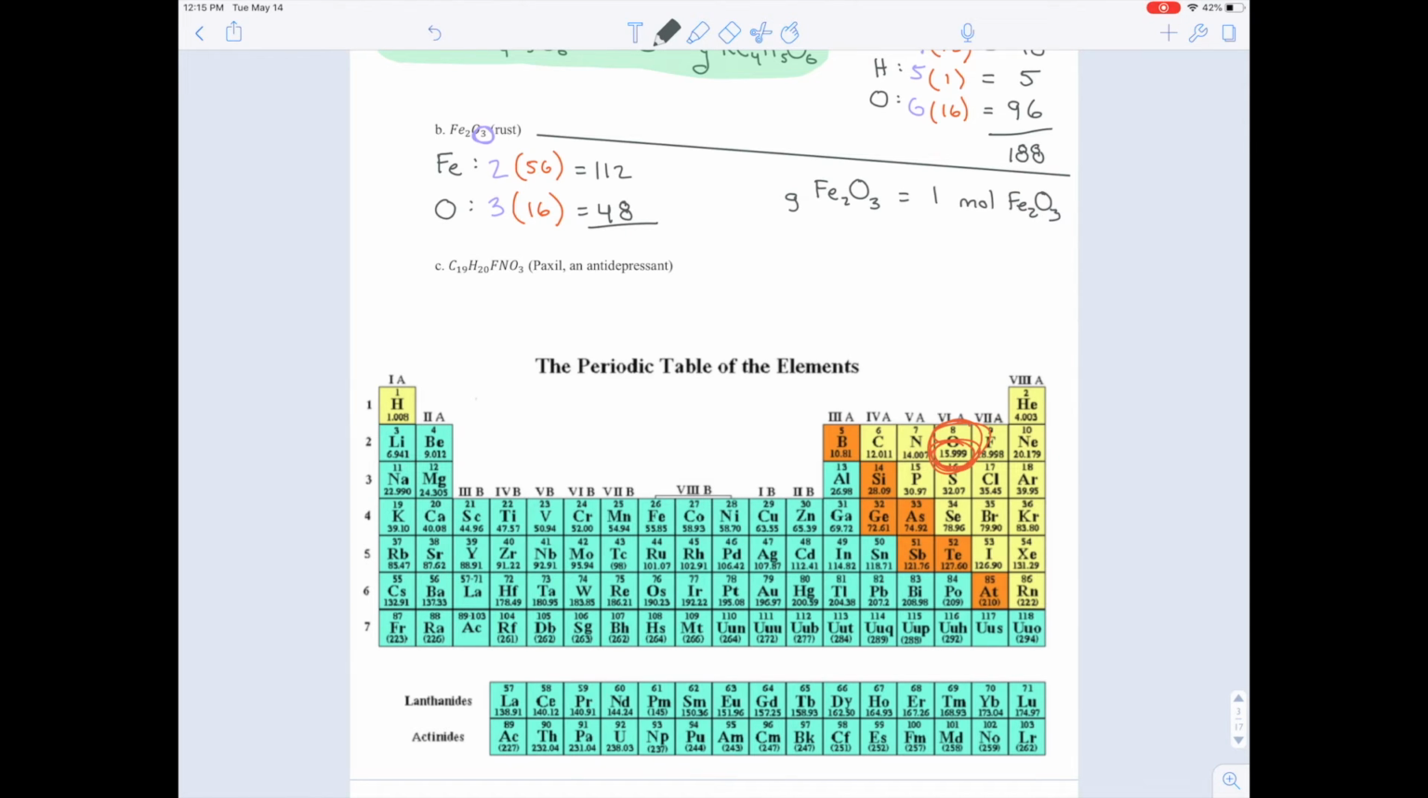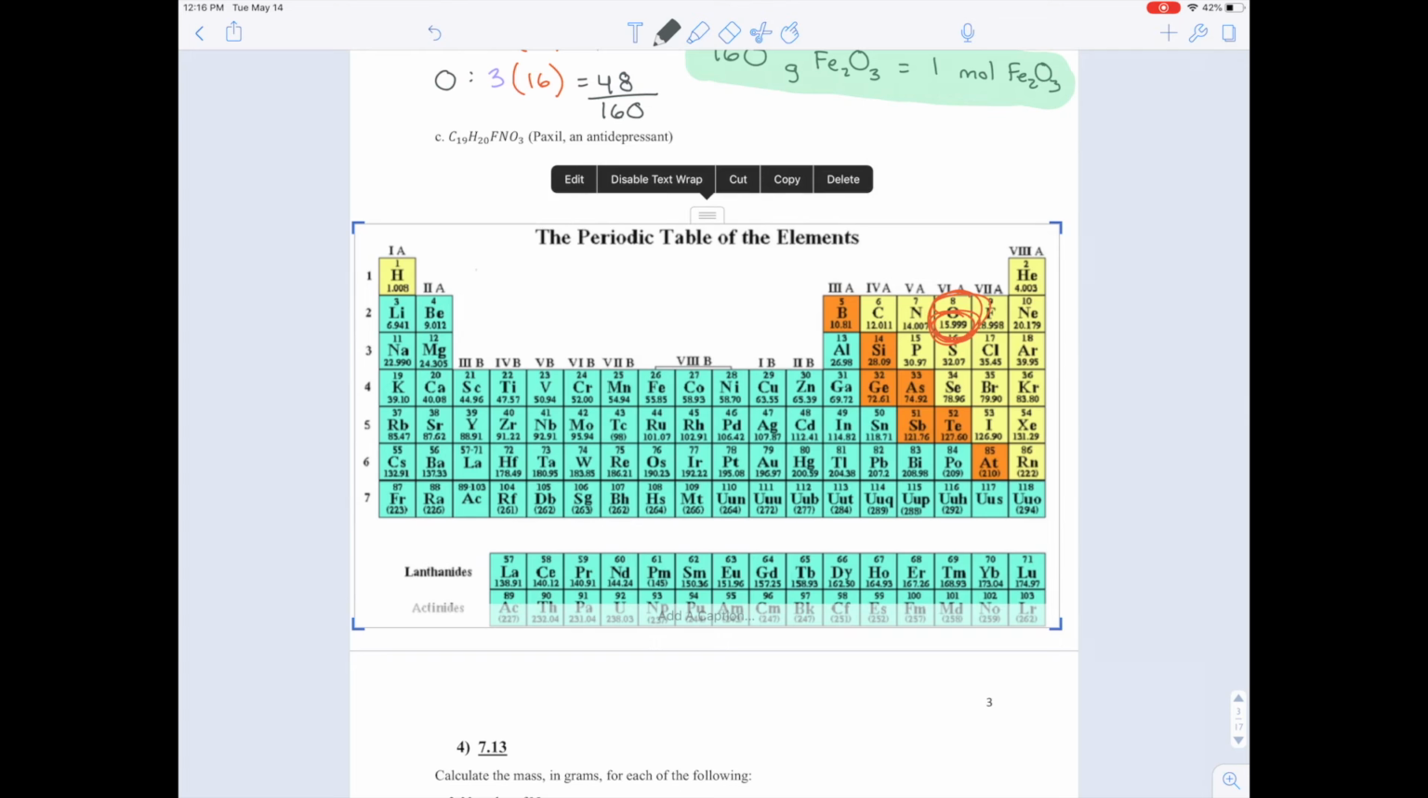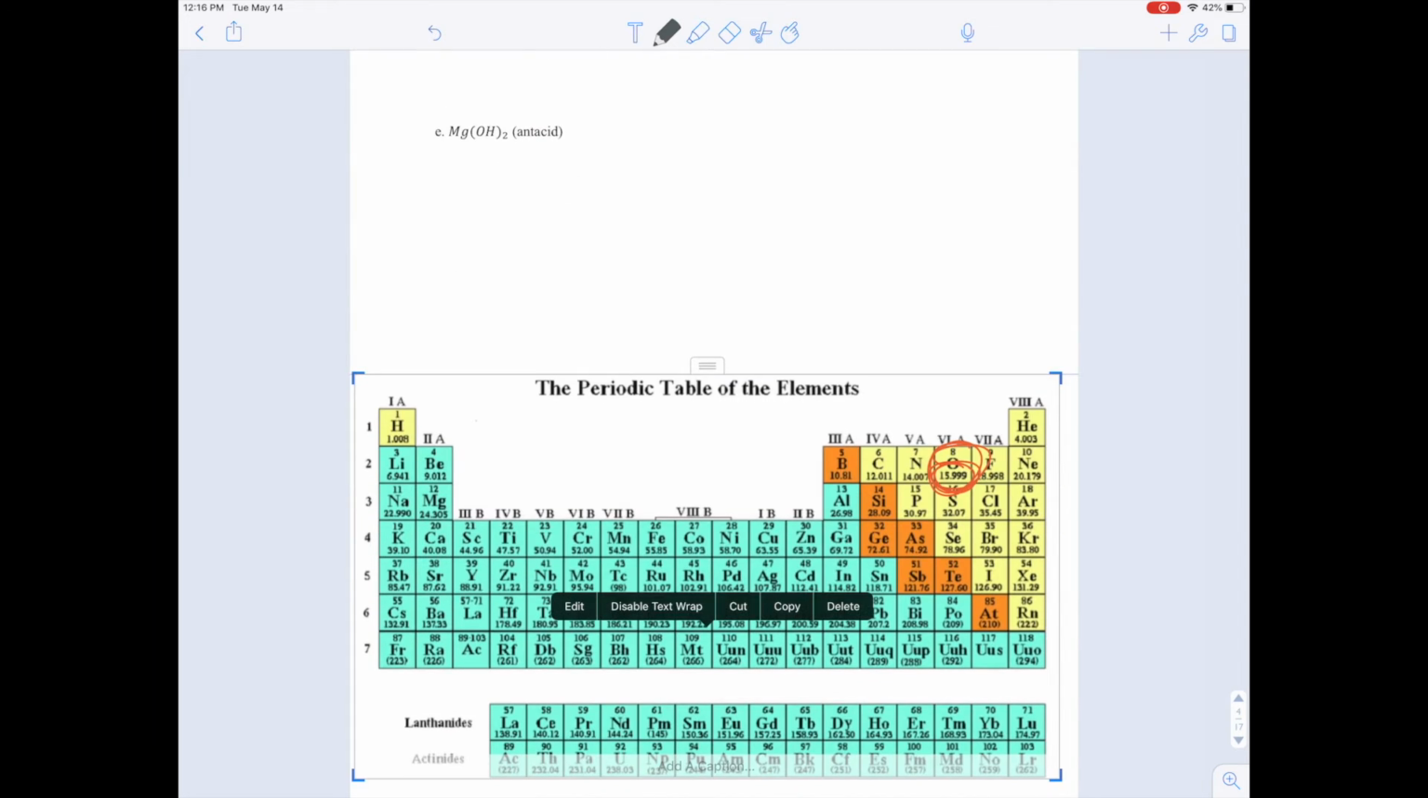So we'd have 112 grams coming from the iron, 48 grams coming from the oxygen. Altogether, add those up, and you would have 160 grams in 1 mole of rust. And so that is the molar mass of rust. It's how much 6.022 times 10 to the 23rd units of rust would weigh. I realize I just said iron, but this is rust, Fe2O3. Okay, so that's the molar mass there. So we'll follow that same procedure for these next ones.